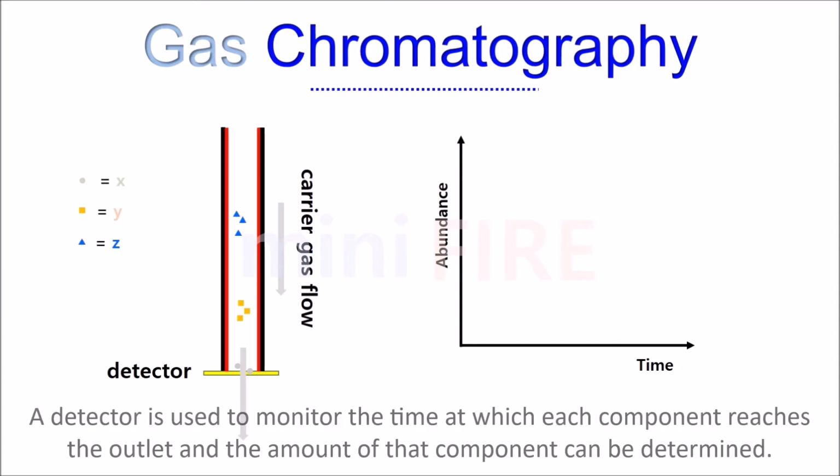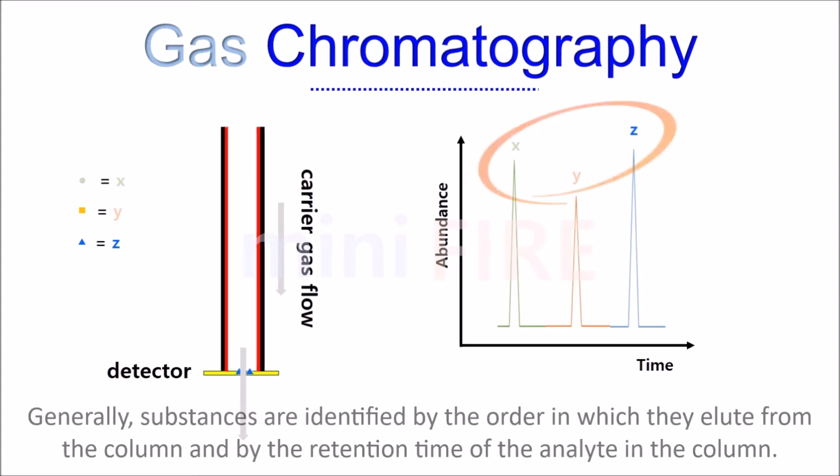A detector is used to monitor the time at which each component reaches the outlet, and the amount of that component can be determined. Generally, substances are identified by the order in which they elute from the column and by the retention time of the analyte in the column.